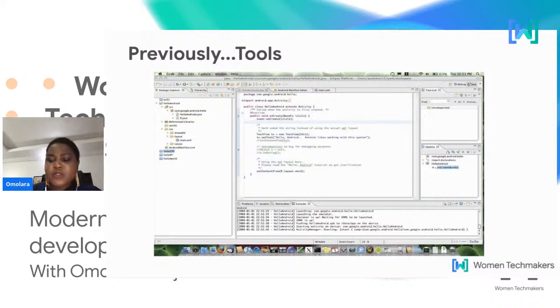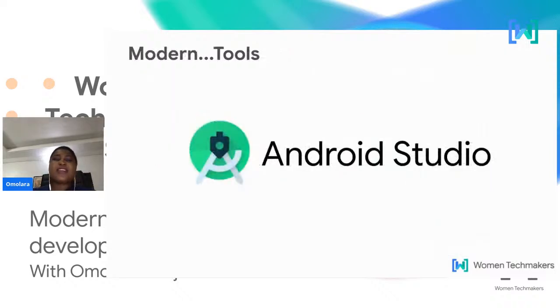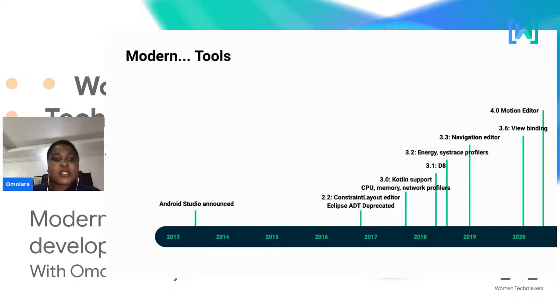But then what do we use these days? You'd see that we use Android Studio. This is a no-brainer. Android Studio has evolved since its launch. I mean, Android Studio was announced in 2013, and over the years, it has grown to become a very, very robust IDE with full support for Android development.